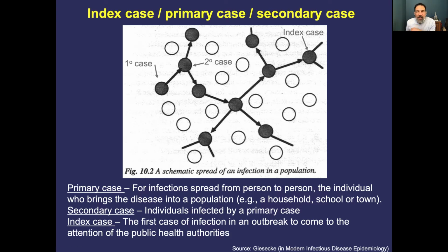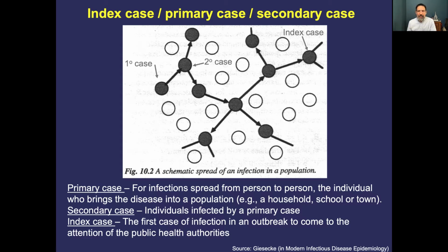Okay, so this slide shows a schematic of the spread of an infection in a population. The dark circles represent cases of the infection, and the dark arrows represent the spread of the infection from one case to another. The light circles represent people who are not infected but could be susceptible to infection. They may or may not be exposed to a case.